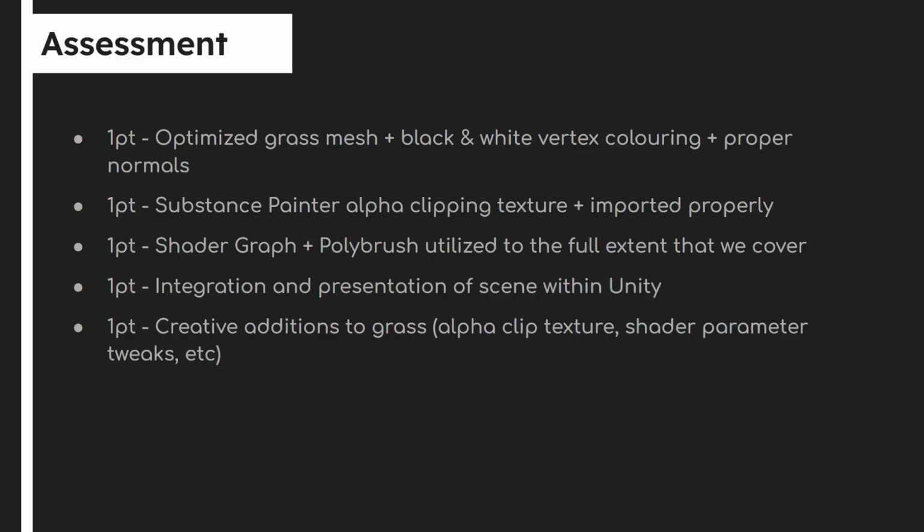The assessment, real quick: I'm gonna give you 1 point for the optimized grass mesh with the black and white vertex coloring that I'll showcase for you all, and then proper normals, which will help the grass model look good and set like and realistic within the scene. 1 point for Substance Painter alpha clip texture with the proper imports. And then 1 point for the shader graph and polybrush utilized to the full extent that we cover in here. I will showcase how those tools work, don't worry.